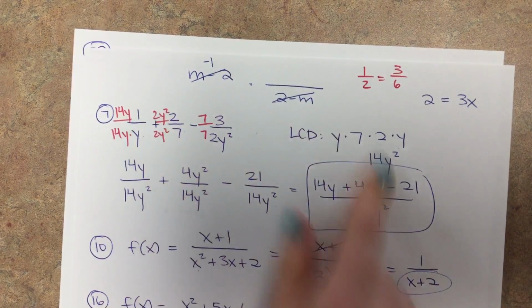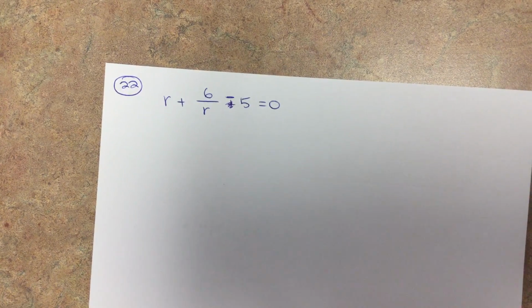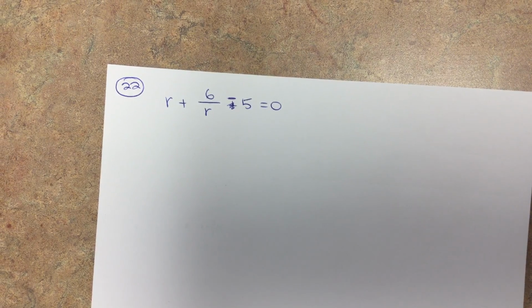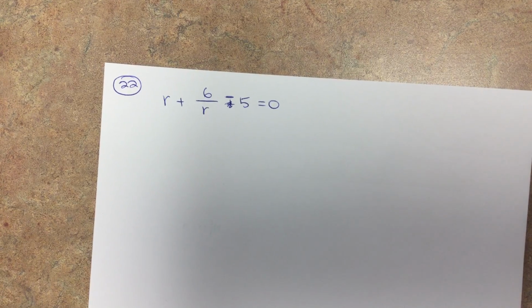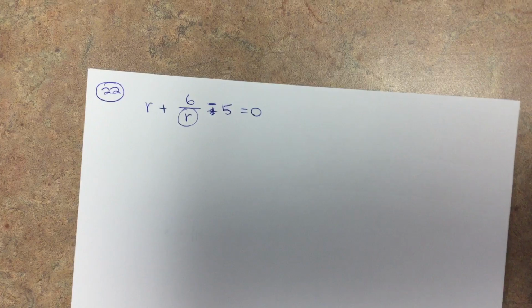Our first step with these was still to find the LCD. Our first step with this is also to find the LCD. So with the equations and with the expressions, our first step is still the same. We need to know how to find those LCDs, but then what we do with them is very different if you're dealing with an expression versus dealing with an equation. So here we have an equation. This is the only denominator that we have.